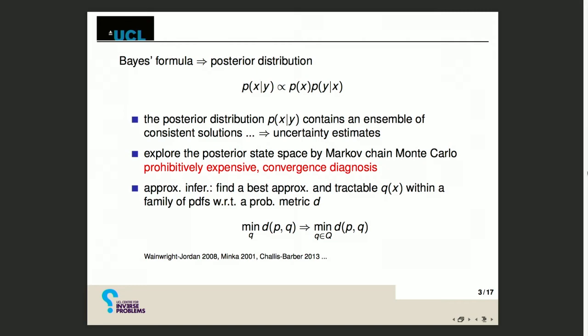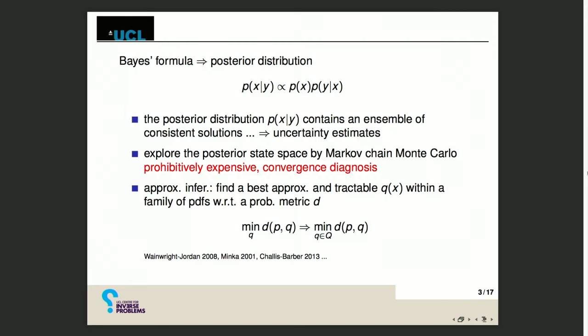Different from that, what I'm interested in is to explore the posterior more systematically. This posterior actually contains a large number of consistent solutions, and all of them should be valid to some degree. So we want to use the whole information to do some uncertainty analysis of the point estimate we may obtain from other means. In order to do that, we need to explore the posterior state space properly.